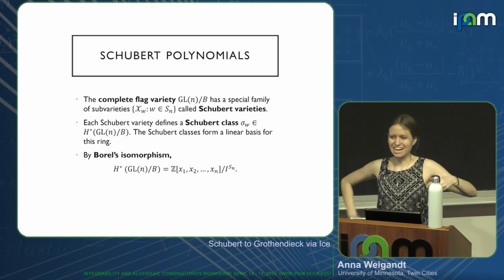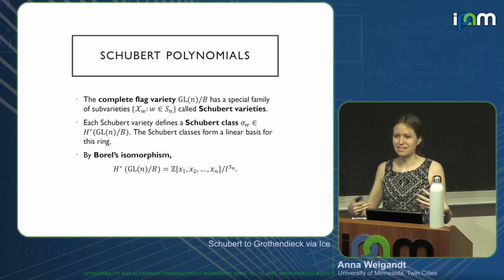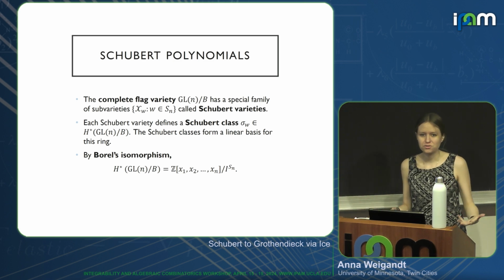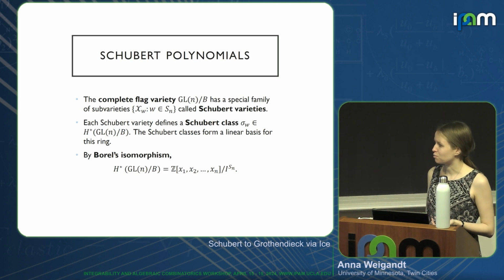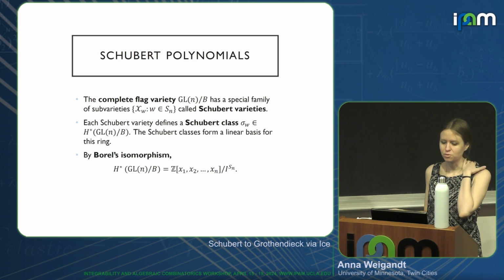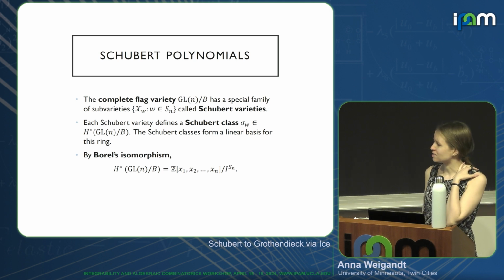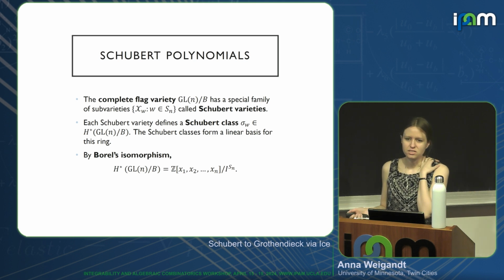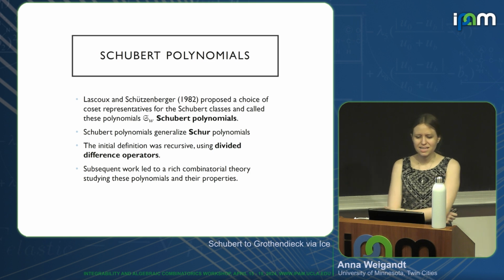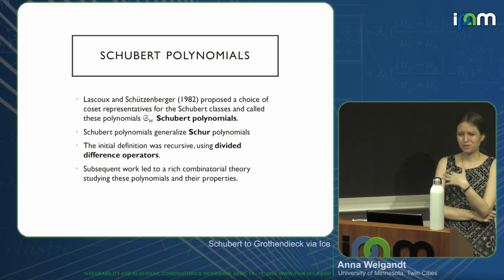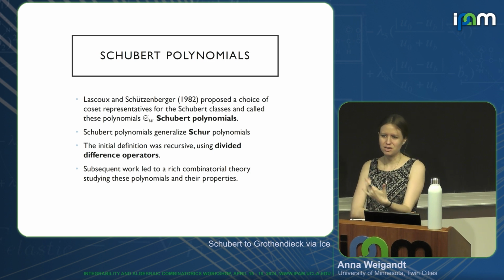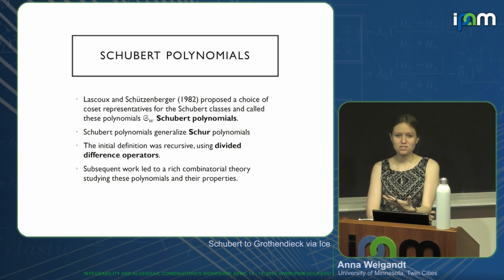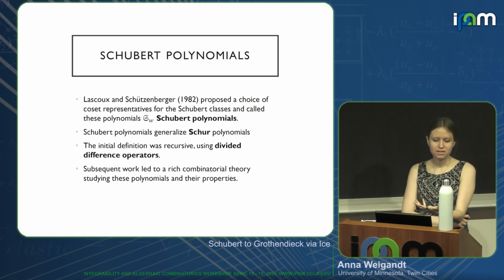Now, if you're not someone who likes to take products of classes in the cohomology ring, good news: by Borel's isomorphism, we can present this cohomology ring as just a quotient of a polynomial ring. We're just modding out by the ideal generated by the non-constant elementary symmetric polynomials. And then we have some sort of weird quotient thing going on, and so we really want a representative for the image of the Schubert classes, and these are the roles that Schubert polynomials are playing.